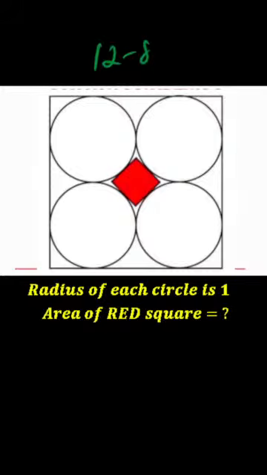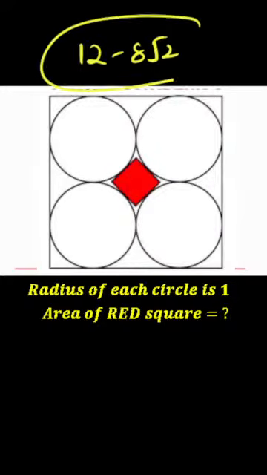12 minus 8 by 8 root 2 is the right answer, or we can say 2 root 2 minus 2 whole square. This is also correct, and on simplification we'll get it as 12 minus 8 root 2. Both are correct.